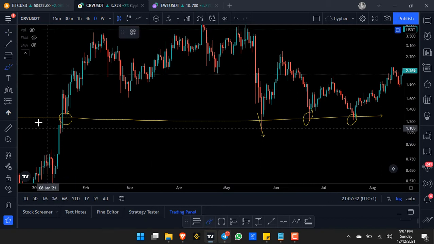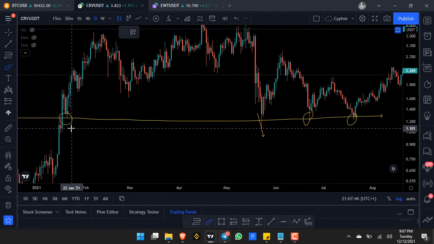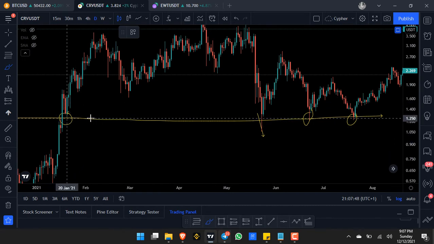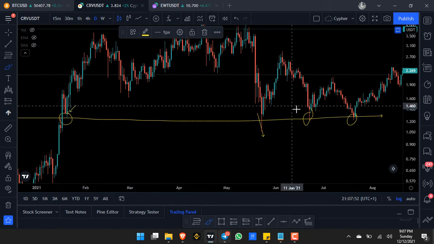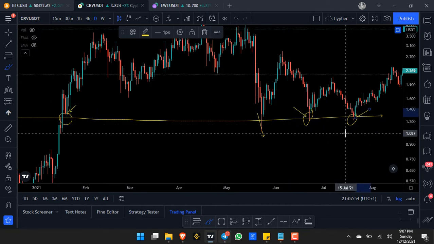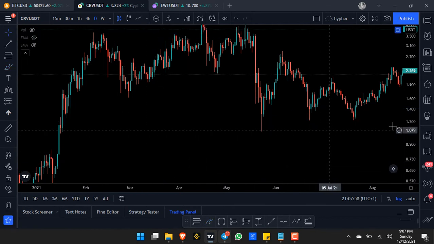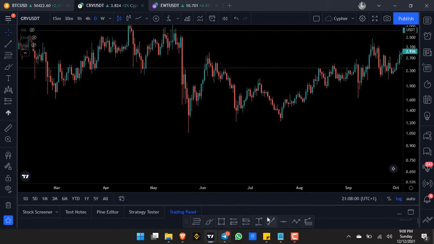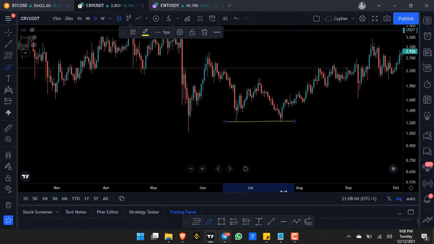It means for that line you have to see at least two different places where there is an intersection on that line. In this case we have one, we have two, we have three. So this is a valid support level. Now if you don't want to stress and go all the way back, you can just come here and say you have this here. So this is a valid support level.